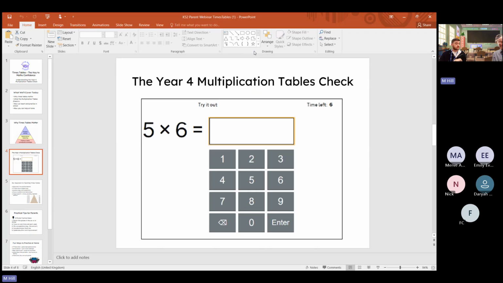And they do the actual check on the tablets as well, don't they? Yes. So actually I think they practice closer to the time. They practice on the government site as well. So again, they're quite used to it.